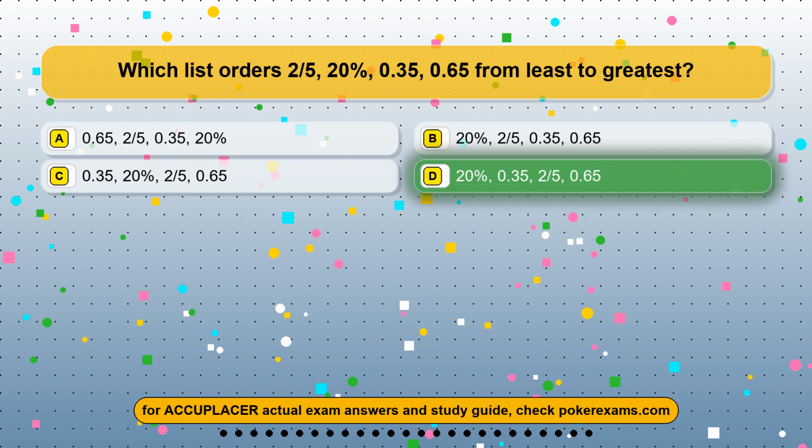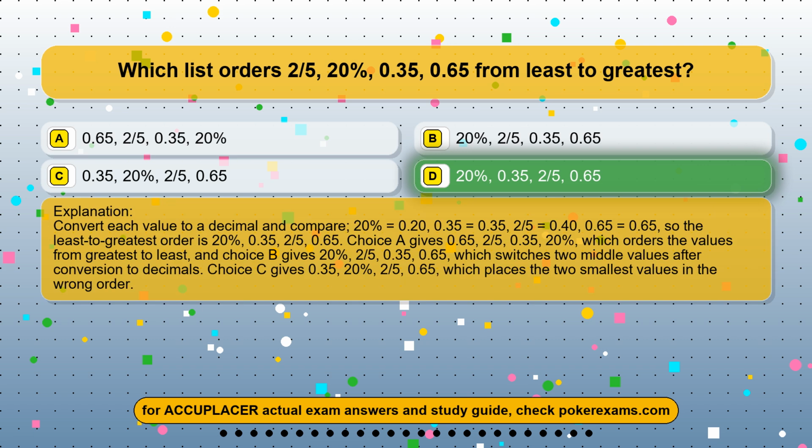The correct answer is option D, 20%, 0.35, 2/5, 0.65. Convert each value to a decimal and compare. 20% equals 0.20, 0.35 equals 0.35, 2/5 equals 0.40, 0.65 equals 0.65, so the least-to-greatest order is 20%, 0.35, 2/5, 0.65.